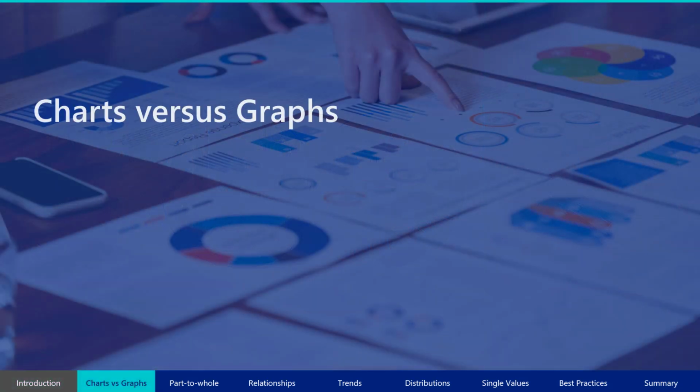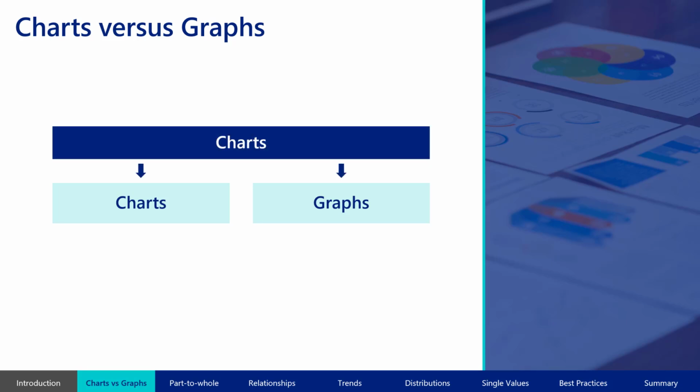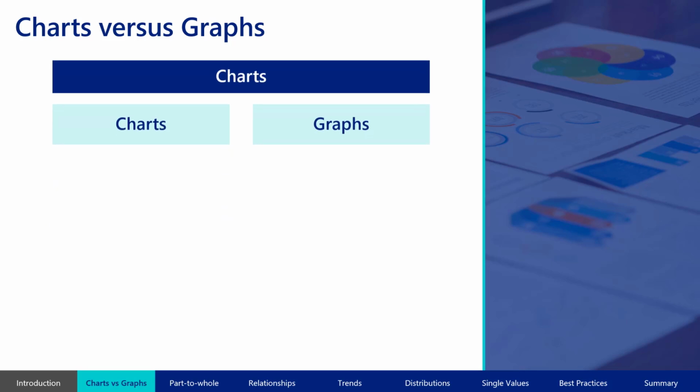Charts and graphs are both visual representations of data, but they differ in their presentation style and purpose. You may hear the words chart and graph used interchangeably, but charts and graphs are not always the same thing. At a high level, all charts and graphs fall under the general category of chart. In other words, graphs may be considered a type of chart, but not all charts are graphs.